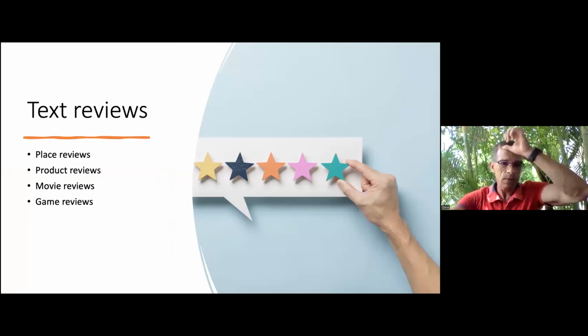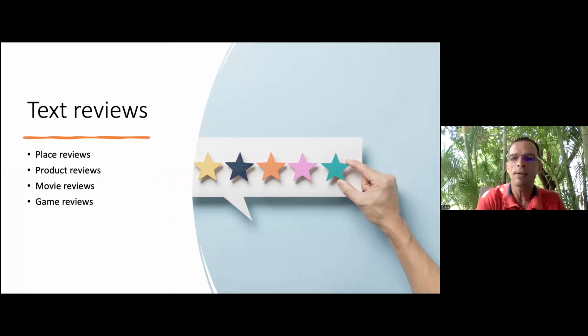All right, so when we look at text reviews, the course is kind of divided across a number of different kinds of reviews. So we looked at place reviews, then we looked at product reviews, we looked at movie reviews, and we looked at game reviews. Game reviews were important because a lot of the students in our classes were really interested in games. And by the end of the course, when the students were preparing to write their own text review, we gave them the choice of producing a place review, a product review, a movie review, or a game review. It was up to them what kind of review they wanted to create.